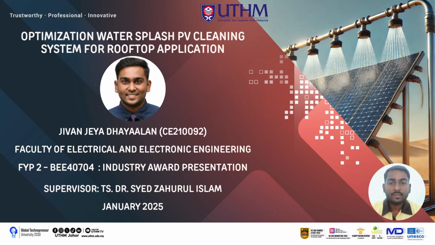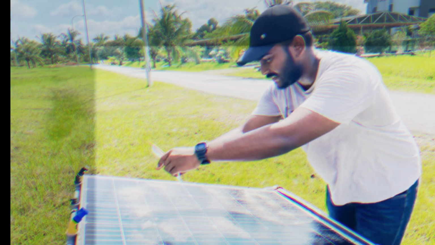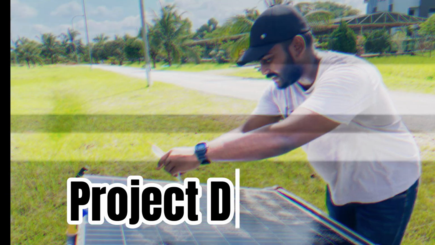Today, I would like to present about my project. My project title is Optimization Water/PV Cleaning System for Rooftop Application. My name is Jivan. My matric number is CE210092, and I'm from the Faculty of Electrical and Electronic Engineering. This project is supervised by Technologist Dr. Said Saurul Islam. Before I continue with my presentation, I would like to show the demo of my project.